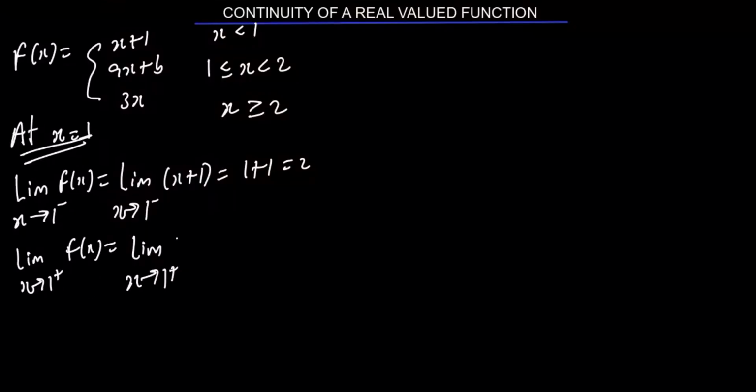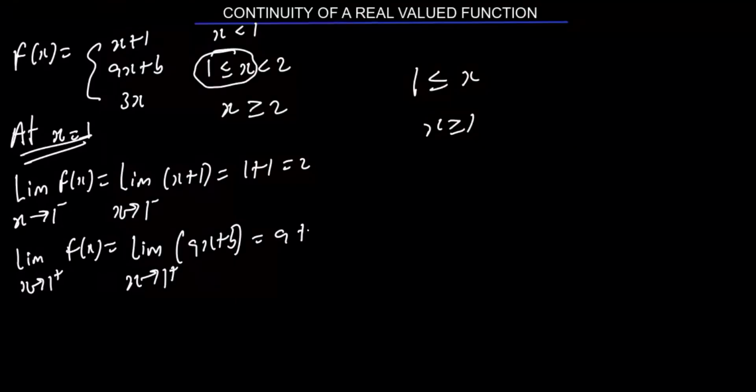Okay, 1 from the right means s greater than 1. Where do we have s greater than 1 here? Don't panic. See what we have here: 1 less than or equal to s. This means s greater than or equal to 1. So this is where we have greater than 1. So I'm picking this function, ax plus b. If I put 1 there, I will have a times 1 is a. So that's a plus b. Good.